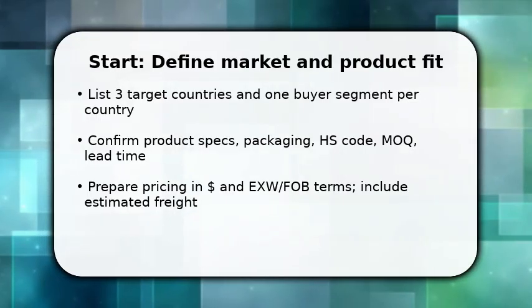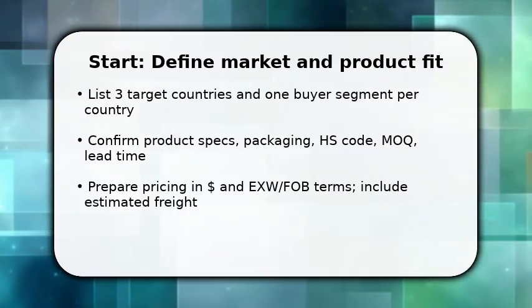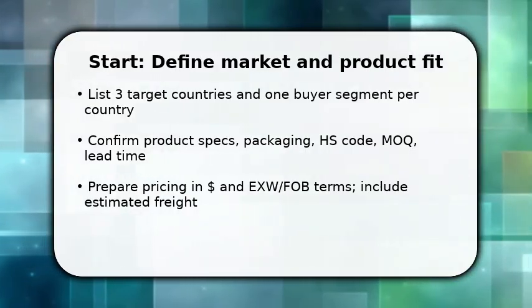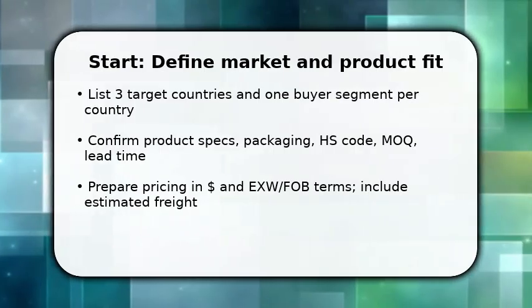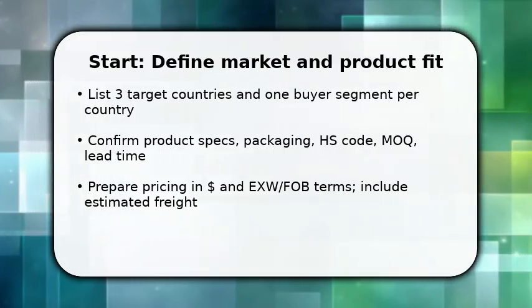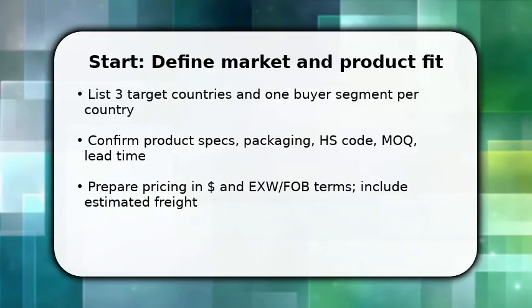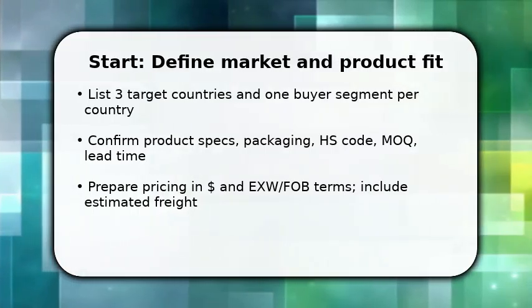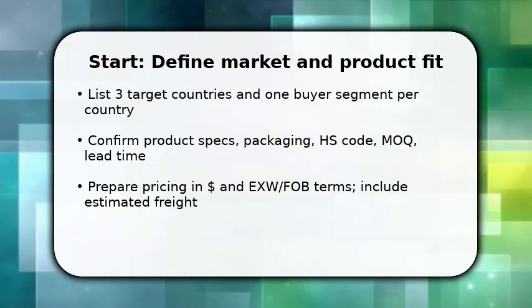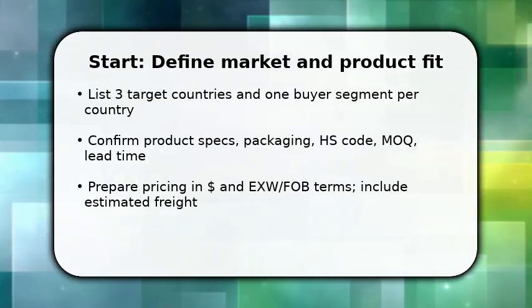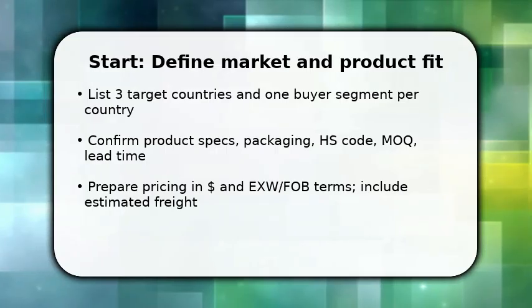You begin by choosing 3 target markets and 1 buyer type in each. This narrows effort immediately. Once done, match your product specs, HS code, MOQ, and lead time to each market so you can quote accurately. Make sure pricing is ready in dollars with EXW or FOB terms and a freight estimate to avoid back and forth.